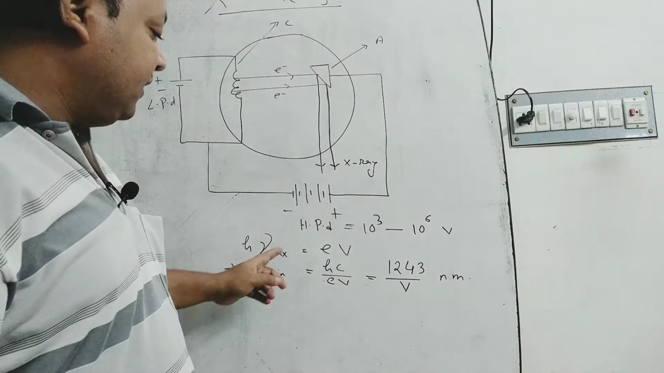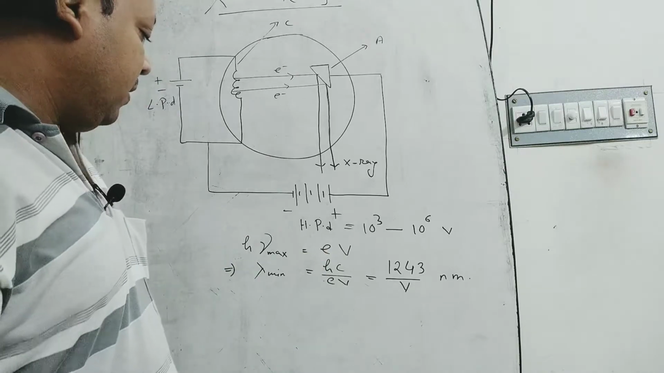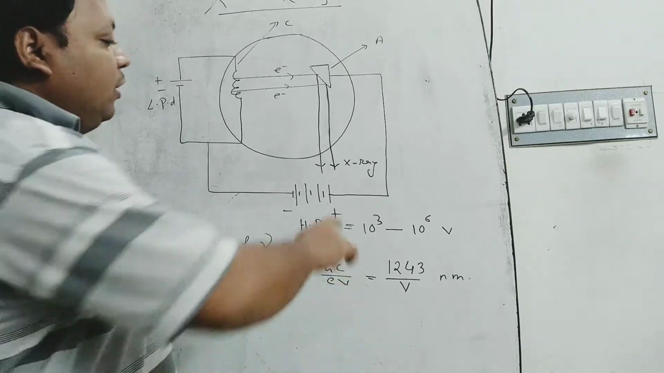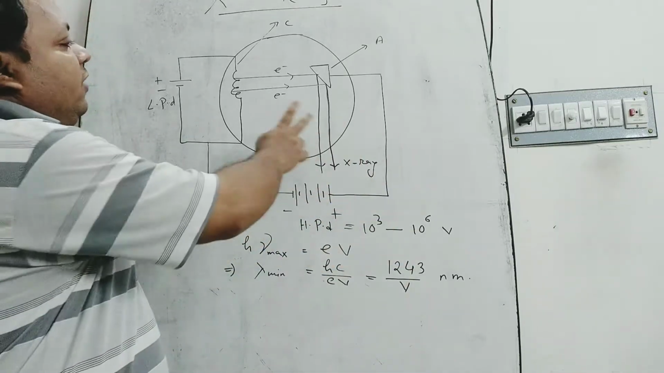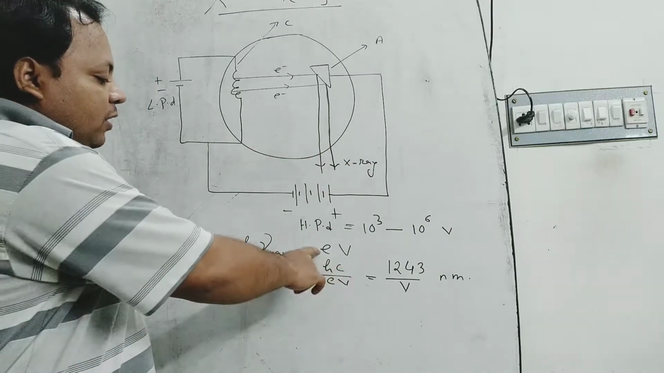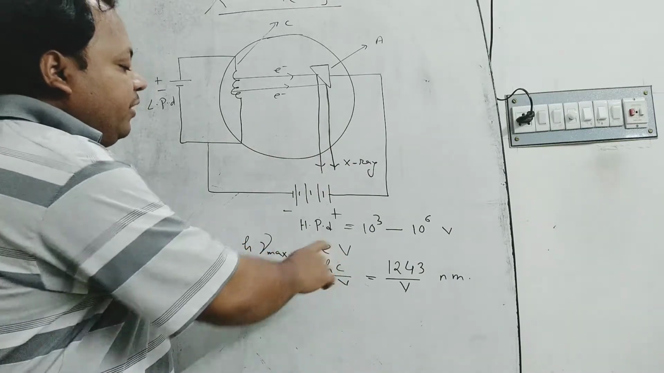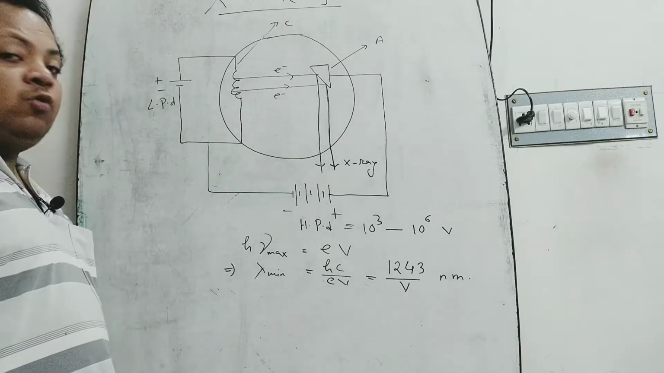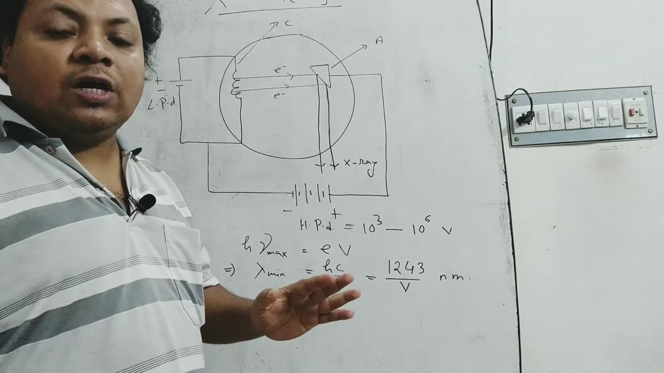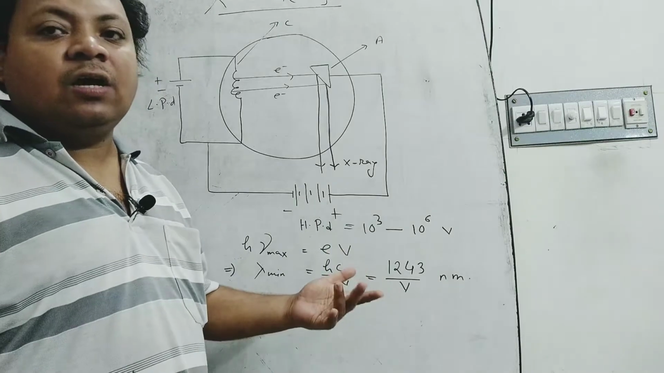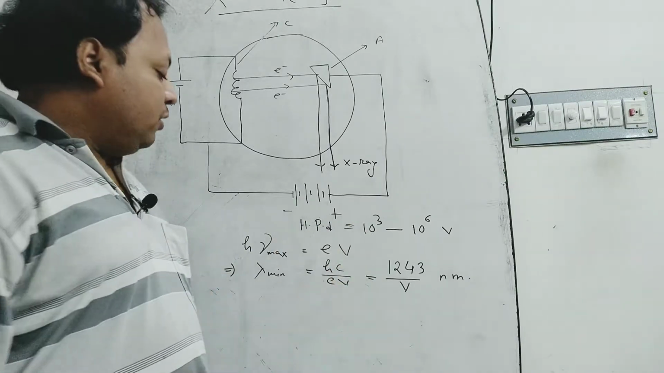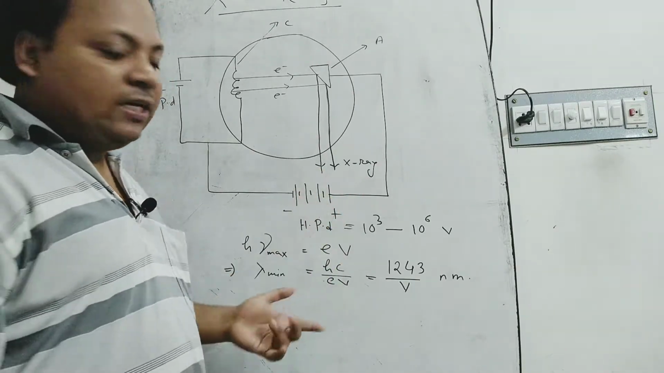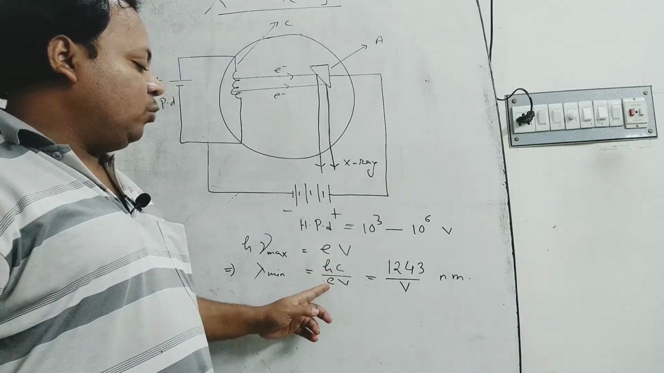Now, from the principle of conservation of energy, we can write that h nu max is equal to small e into capital V. Here h is the Planck constant and nu max is the maximum frequency of the X-ray which is produced in this Coolidge tube, small e is the charge of an electron and capital V is the potential difference between anode and cathode. And you know that nu is equal to c by lambda. Therefore, the minimum wavelength of the X-ray, lambda minimum, is equal to hc by small e capital V.